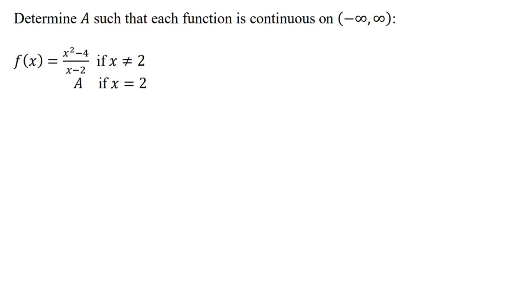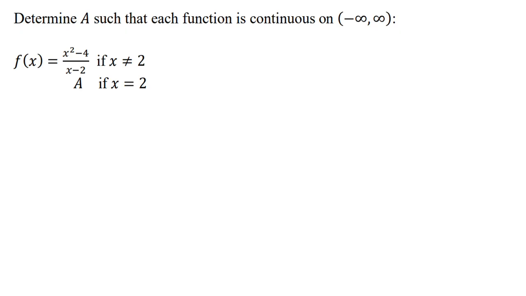All right, here we have a piecewise function, right? f(x) is (x^2 - 4)/(x - 2) when x does not equal 2, and it's equal to a when x does equal 2. And we want to determine an a so that the function is continuous for all real numbers, on negative infinity to infinity. So what we need to do is we need to make the limit match up to the value of the function, right?